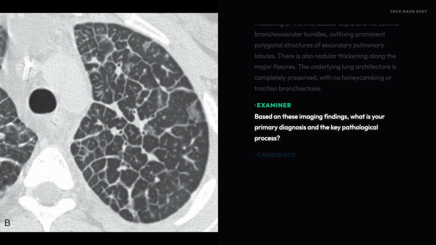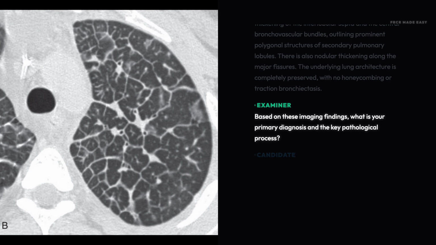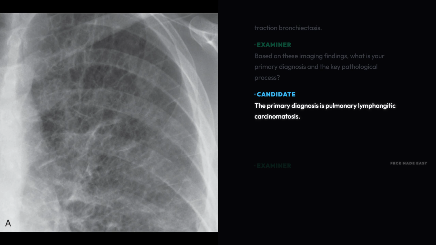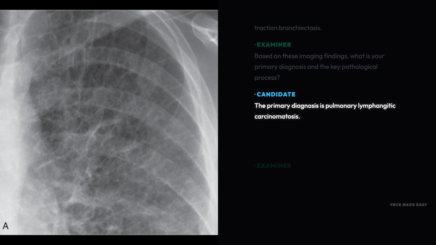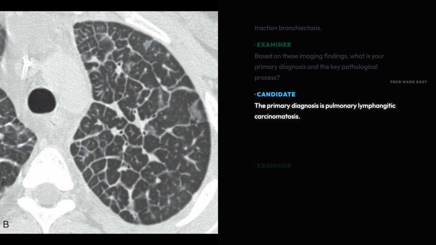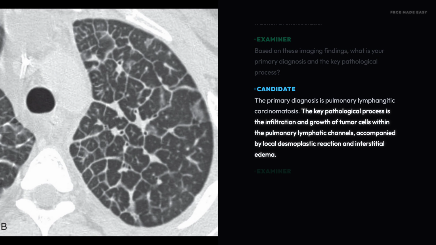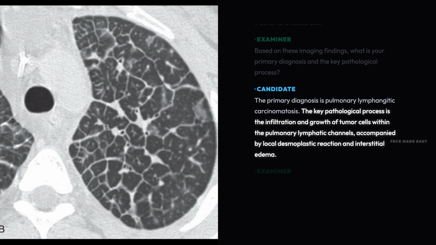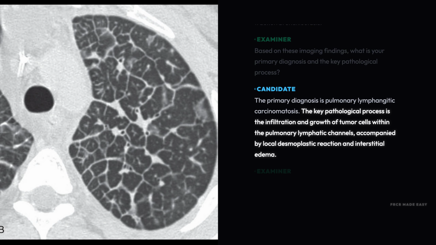Based on these imaging findings, what is your primary diagnosis and the key pathological process? The primary diagnosis is pulmonary lymphangitic carcinomatosis. The key pathological process is the infiltration and growth of tumor cells within the pulmonary lymphatic channels, accompanied by local desmoplastic reaction and interstitial edema.